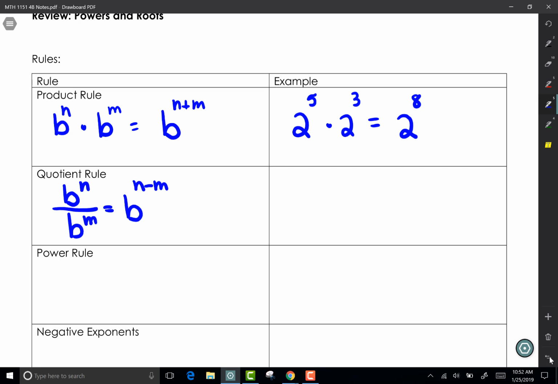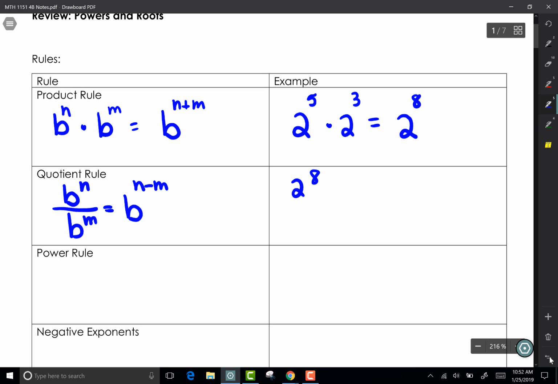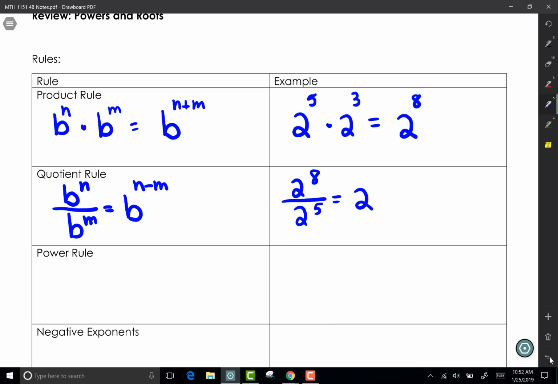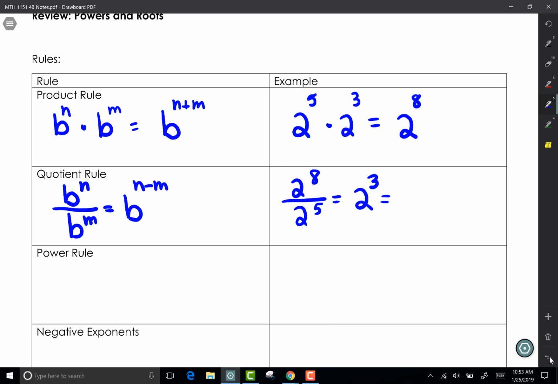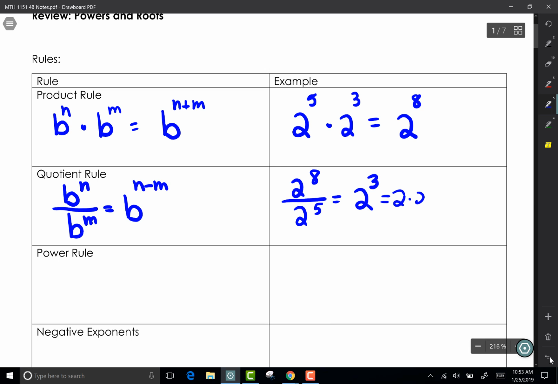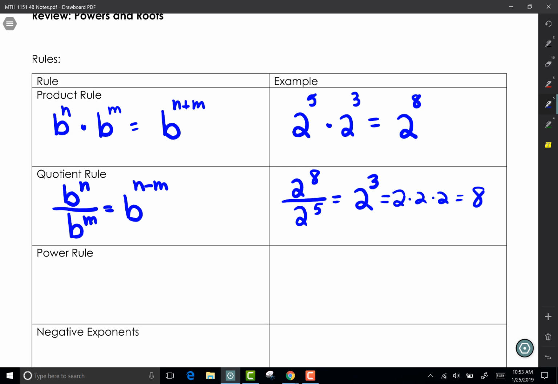So for example, if I had 2 to the 8th divided by 2 to the 5th, my base stays the same and I subtract my exponents. I take the top exponent minus the bottom exponent. So I take 8 minus 5, which would give me 3. 2 to the 3rd means 2 times 2 times 2, which would give me 8. This one's a little bit harder up here, 2 to the 8th, just because it's going to be a really big number. I'll just leave it as 2 to the 8th.